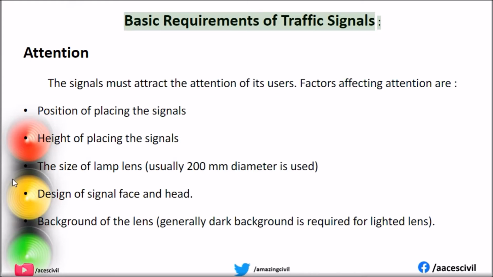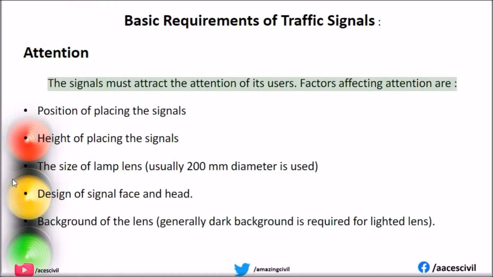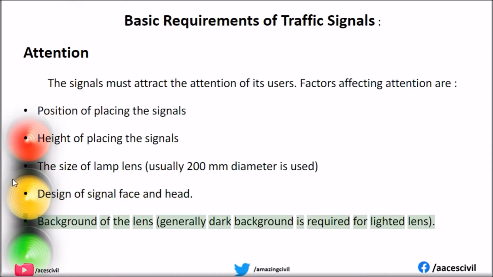Basic requirements of traffic signals. Attention. The signals must attract the attention of its users. Factors affecting attention are: position of placing the signals, height of placing the signals, the size of the lamp lens, usually 200 mm diameter is used, design of signal face and head, and background of the lens. Generally a dark background is required for a lighted lens.